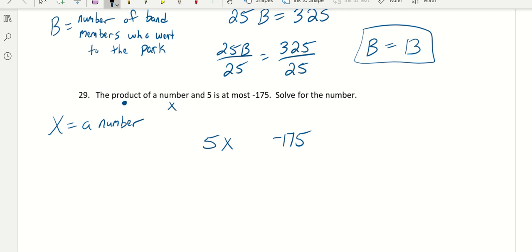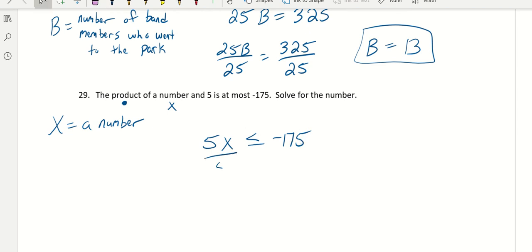Solve for the number. So this, the product of a number and 5 is at most, meaning it can be negative 175, but that's as high as it can be. Like if I have at most $10 in my pocket, I don't have 20 in my pocket. I could have 10. I could have 8. I could have 7. But I don't have more than 10. So negative 175, that's as high as it goes.